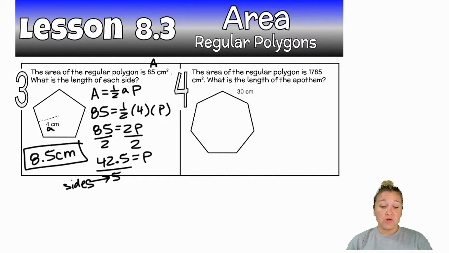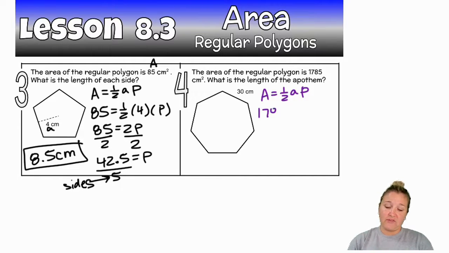And then the last question here, we have the area is 1785. We're trying to find the length of the apothem. So here we go. Starting off with our area formula. I think that is so good to start off with every single time, so then you can just plug in what you know. So the area 1785 is equal to 1/2 or 0.5 times the apothem times the perimeter. Well, the perimeter is, remember, not just 30. It's 30 times the number of sides, which is 7 here.